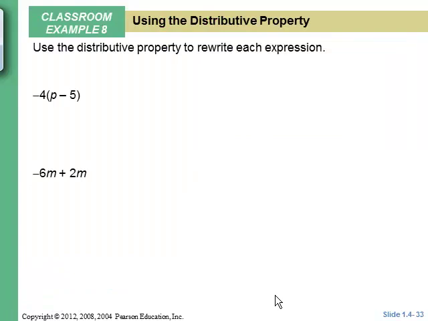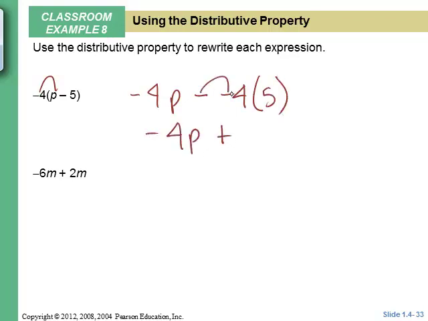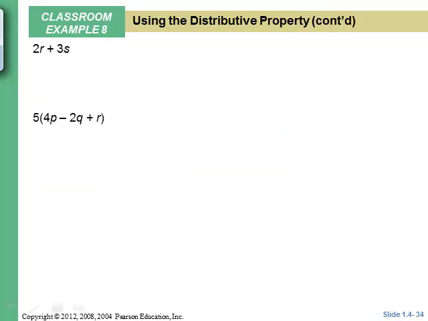Let's see how it works with this example. So we've got negative 4 times P minus negative 4 times 5. And we end up with negative 4P plus, because negative negative makes positive, 20. Negative 6M plus 2M is negative 4M. We undistributed actually in that case, didn't we?